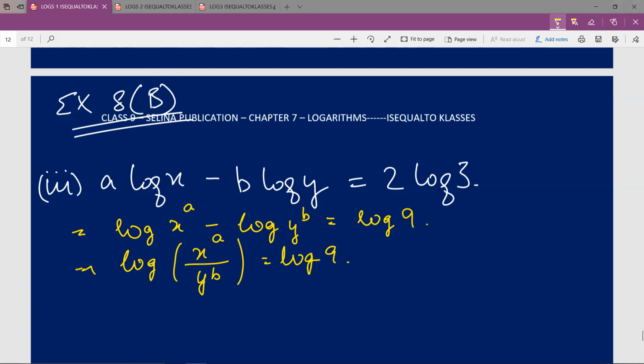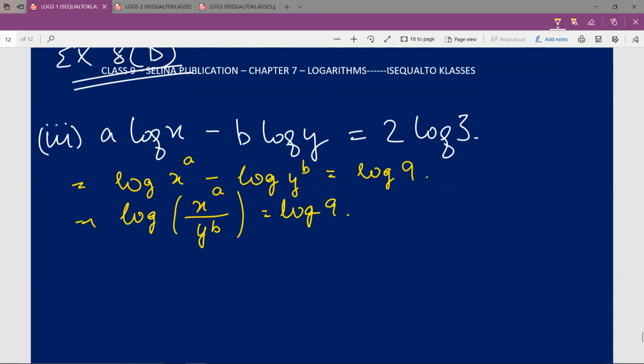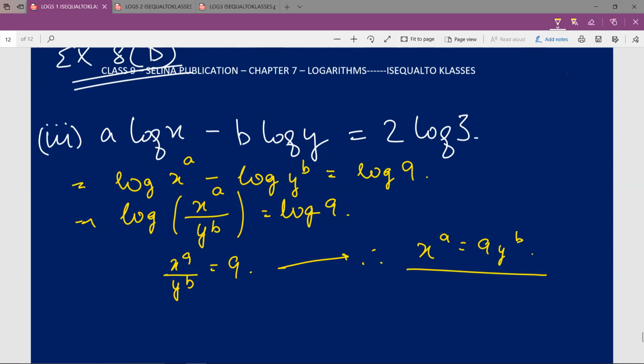So over here, log is equal, so it will get cut. And finally, x raised to power a upon y raised to power b is equal to 9. So therefore, x raised to power a is equal to 9 y raised to power b. So over here, I've represented this whole log monster in such a way that it is completely free from the chains of logarithm. And there was only one way to do it. I had represented it in exponential form, which brings us to the end of this video.